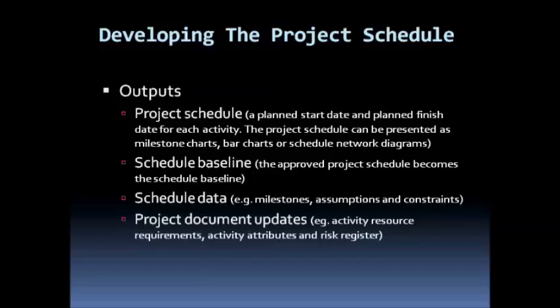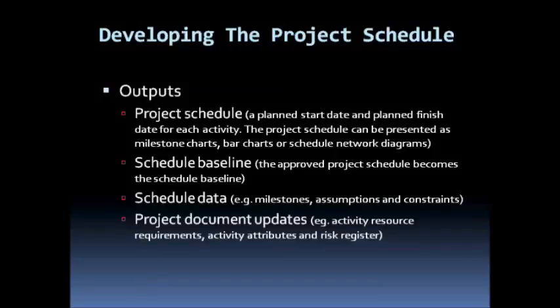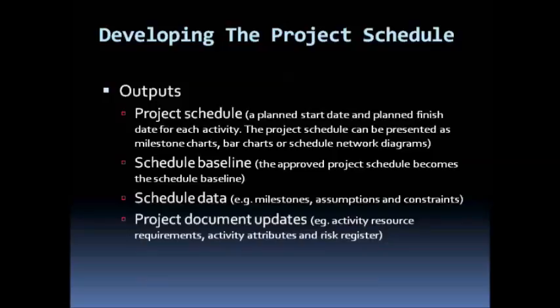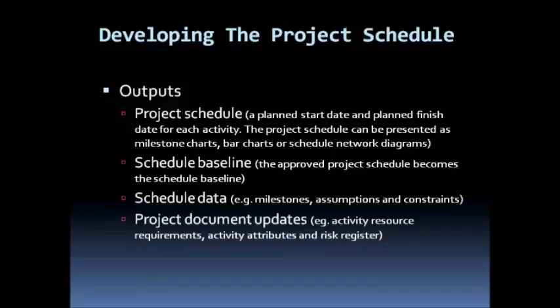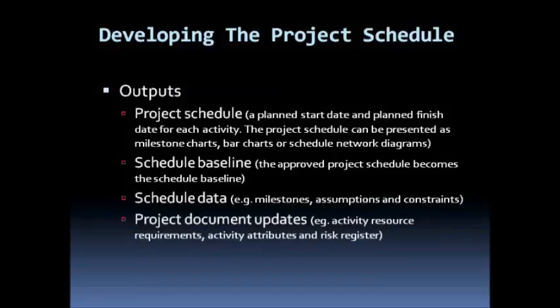So our output will be the project schedule. The schedule will always show us the planned start and planned finish date for each activity. And we could represent the project schedule in the form of milestone charts, bar charts, or a schedule network diagram. Whenever our project schedule has been approved by the key stakeholders, it becomes our schedule baseline, and this will be used to measure schedule performance on the project.